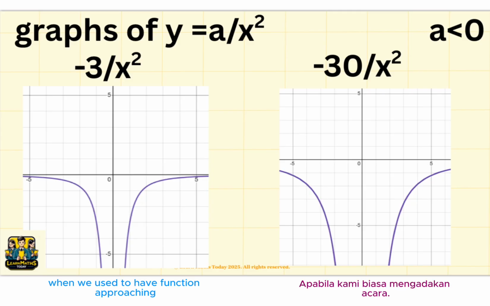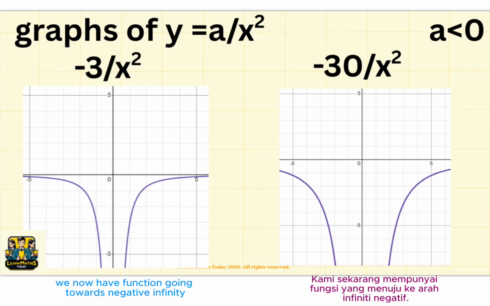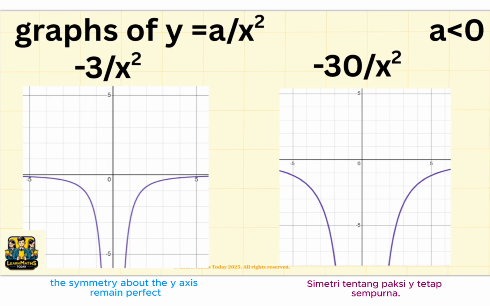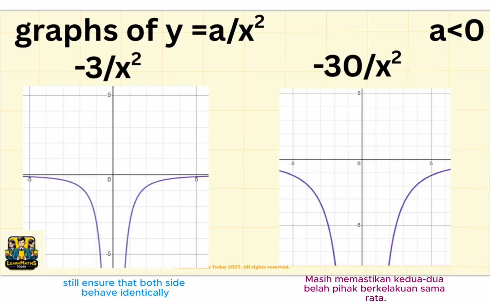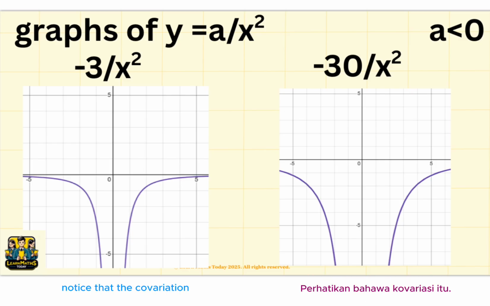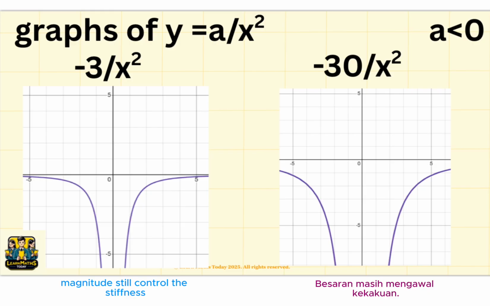Where the function was approaching positive infinity as x approaches 0, we now have the function going towards negative infinity. The symmetry about the y-axis remains perfect. The squared denominator ensures that both sides behave identically. Notice that the coefficient magnitude still controls the steepness. The function negative 30 over x squared has a more dramatic downward curve than negative 3 over x squared.